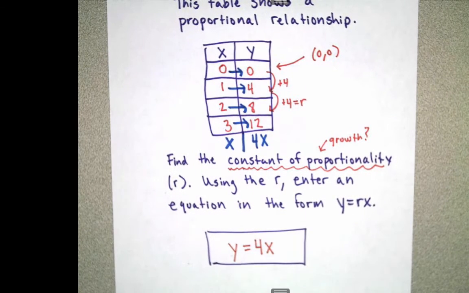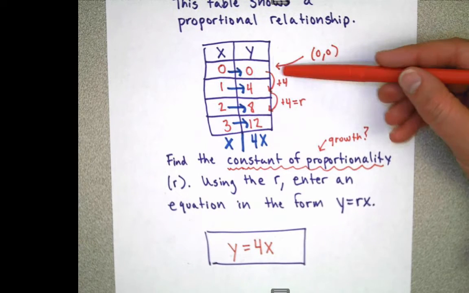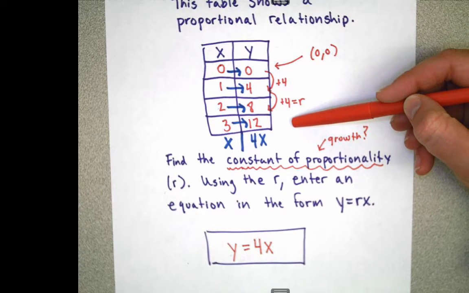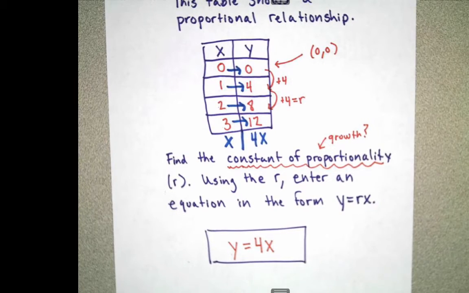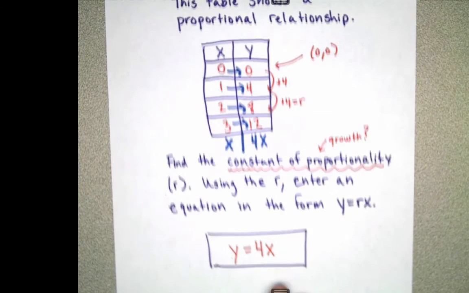So when you see a problem about constant proportionality, what they're really just saying is, hey, can you figure out what's the pattern? What's it going up by? Can you write a rule? Y equals 4x. All right, so we're going to try a different type of problem now to kind of wrap up our video here just a little bit.